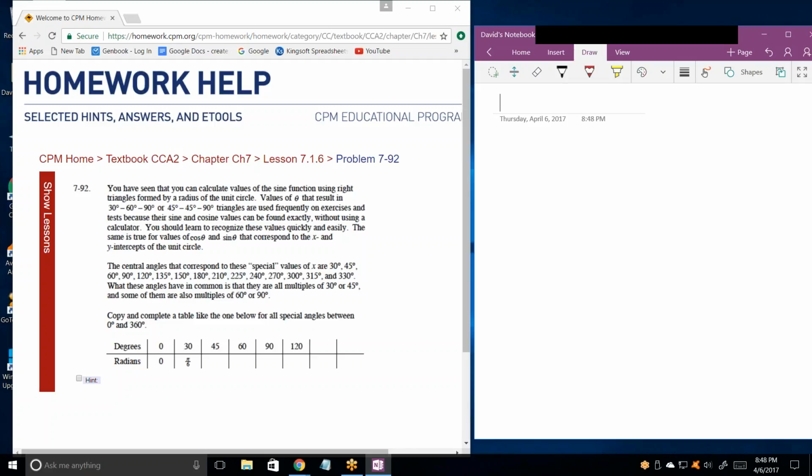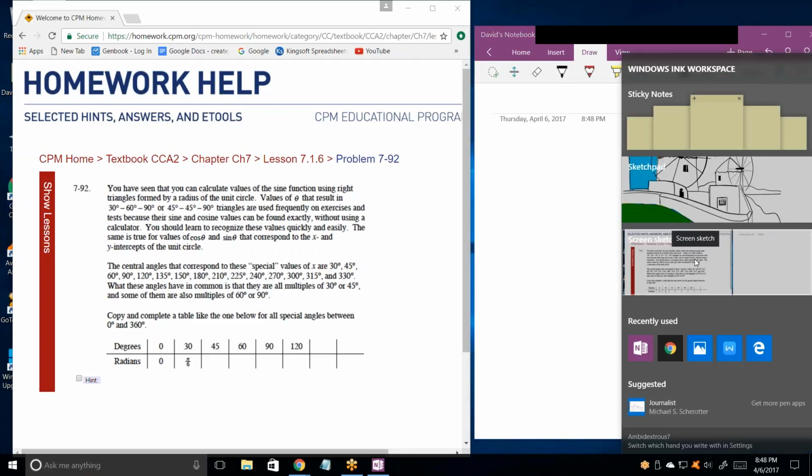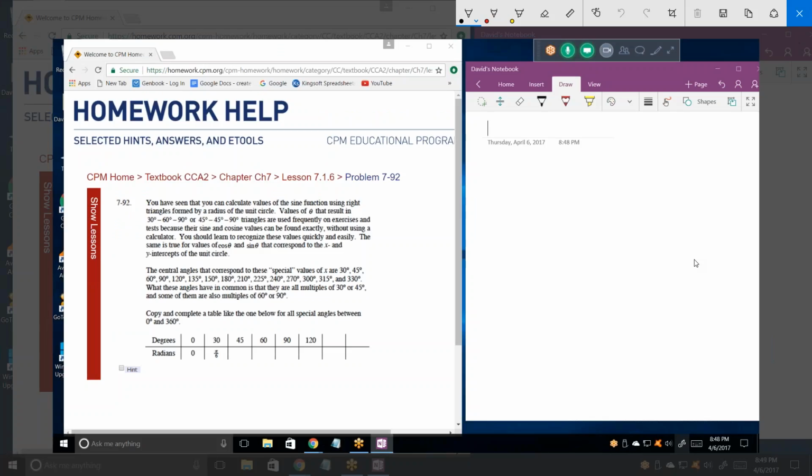All right. Let's complete this table. 30 degrees is pi over 6 radians. What's 45? Pi over 4. What's 60? Pi over 3. What's 90? Pi over 2. What's 120? 2 pi over 3.